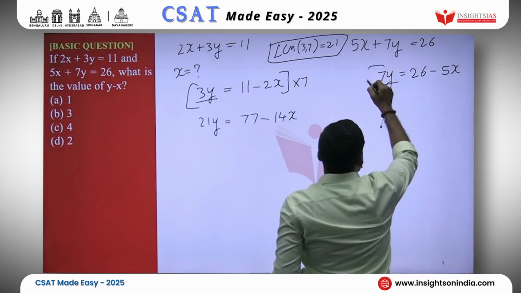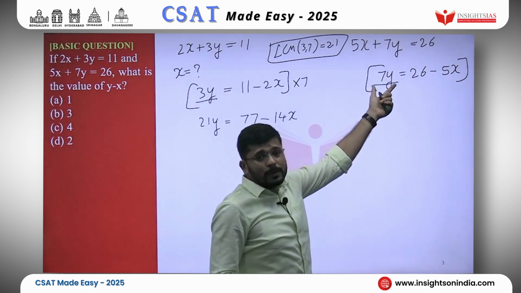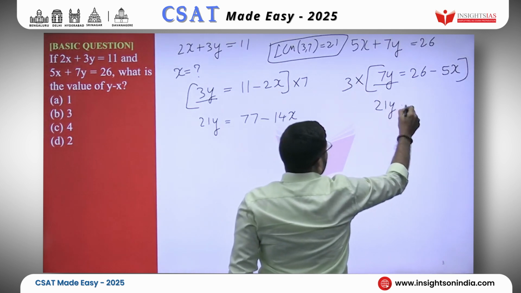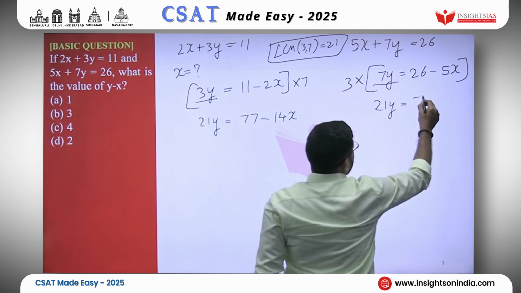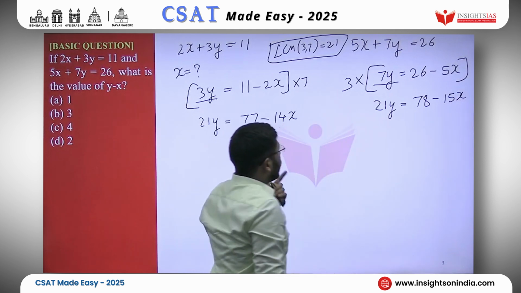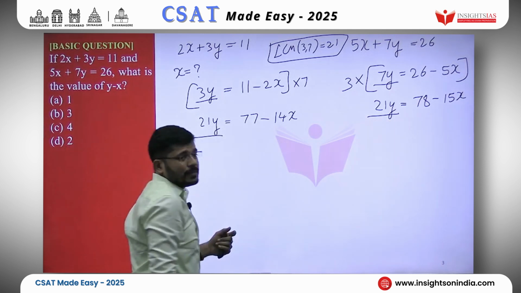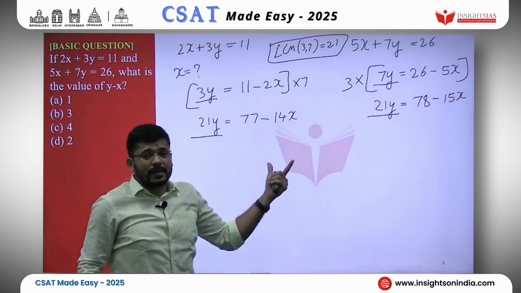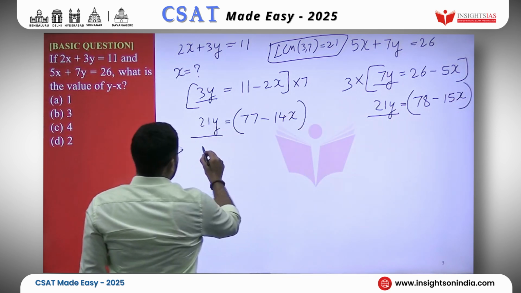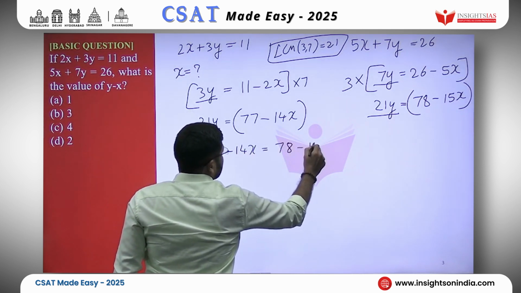And here we need to again make this 7y as 21y. So we will multiply this whole equation with 3. What do we get then? 21y is equal to, what is 26 into 3? That would be 78, minus 3 into 5 is 15x. Now look at the two equations. You have 21y on the LHS and you have 21y on the LHS. So now we can equate the RHS. We can equate this one and this one. So we shall do that. 77 minus 14x is equal to 78 minus 15x.